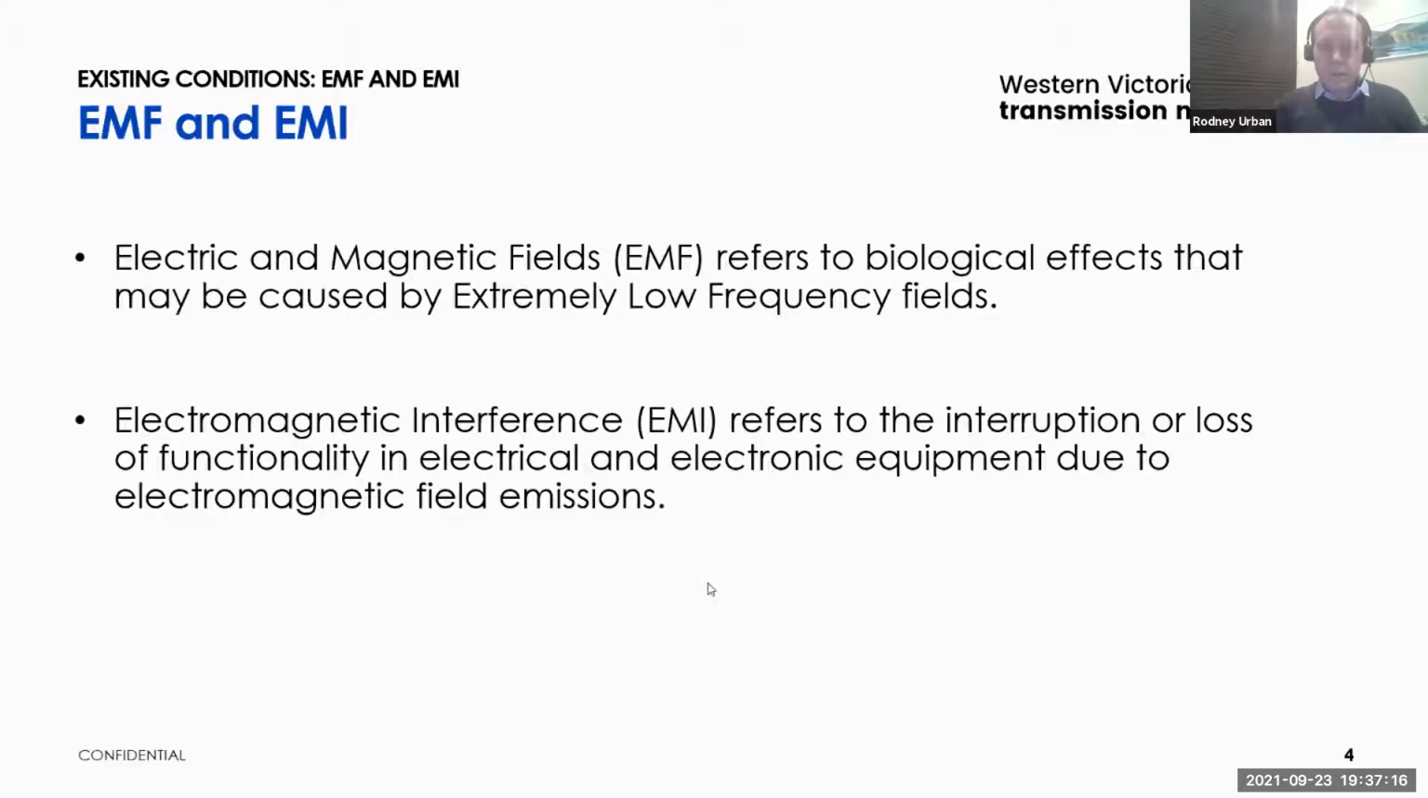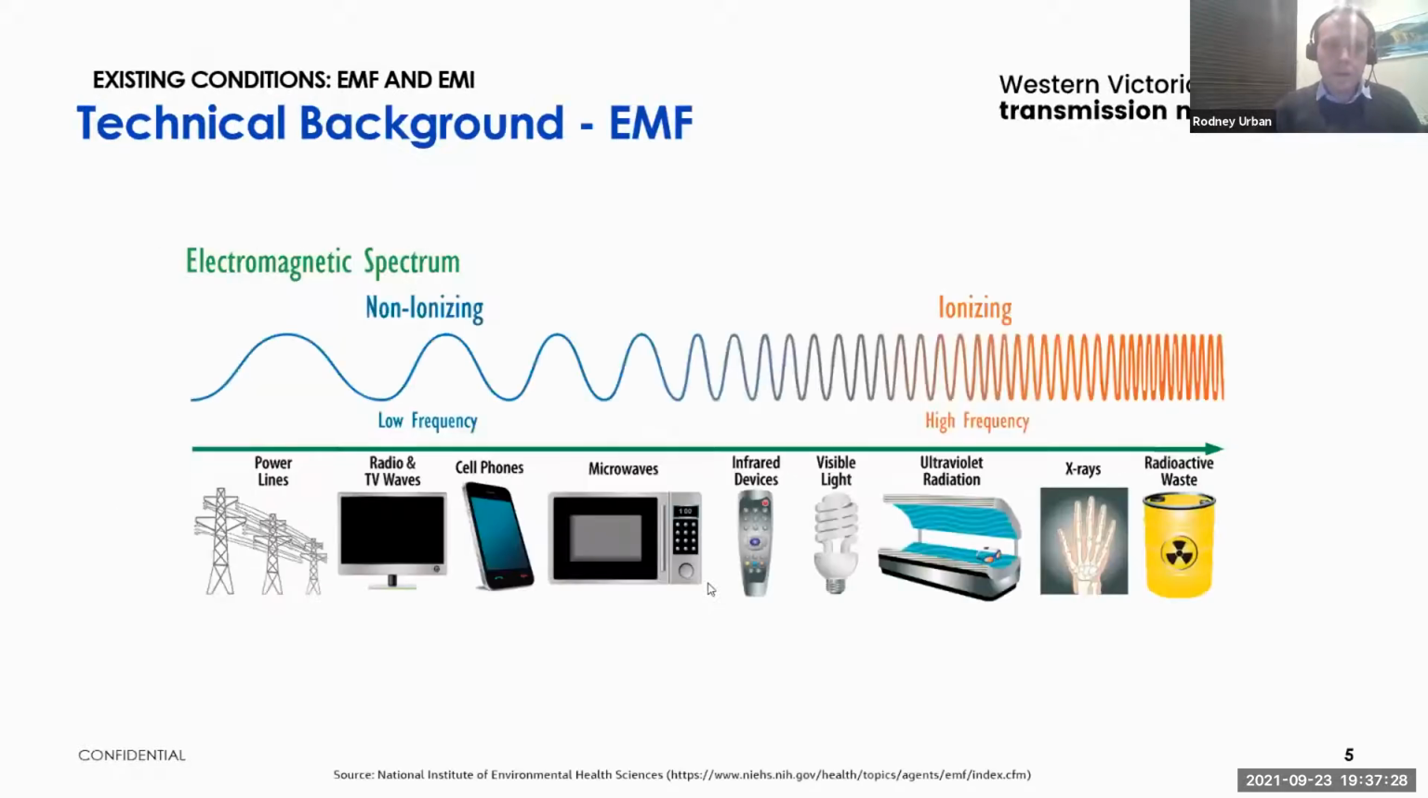Whereas electromagnetic interference, or EMI, is referring to the interruption or loss of functionality of electrical and electronic equipment due to the emissions. A key characteristic of EMI and EMF is the frequency of the interference or the fields, and that varies over a very wide range. So I've already mentioned that for biological effects, we're looking at extremely low frequency fields.